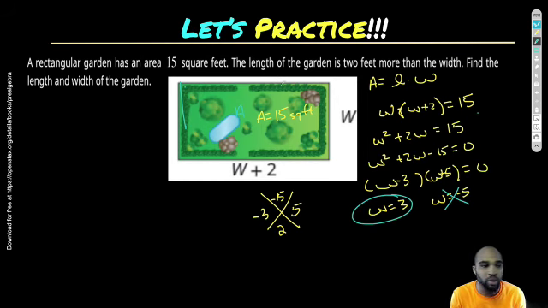Let's make sure we answer the question. Find the length and width. So we know that the length is going to be 3 plus 2, which is 5. So this length is going to be 5 and the width is 3.